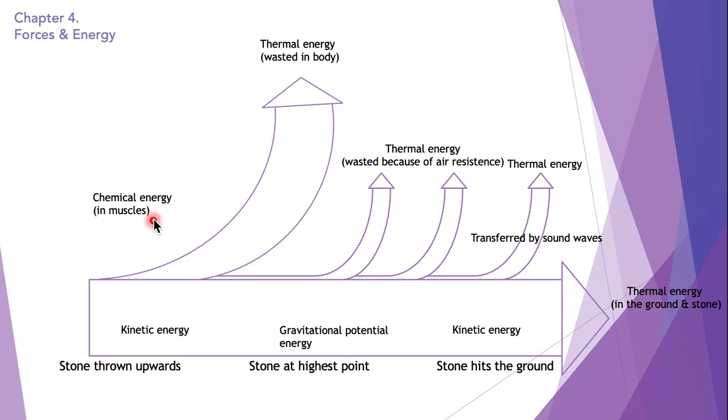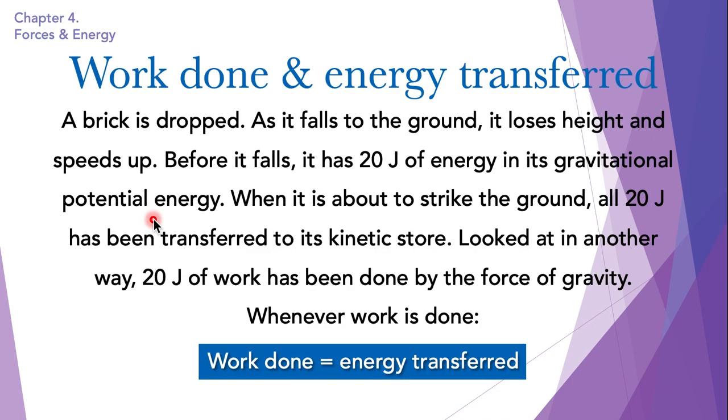Okay, so now that we've understood the conservation of energy and how energy is wasted, we can move ahead to understanding work done and energy transferred. So a brick is dropped. As it falls to the ground, it loses height and speeds up. Before it falls, it has 20 joules of energy stored in its gravitational potential energy store. So when it is about to strike the ground, all 20 joules has been transferred to its kinetic store.